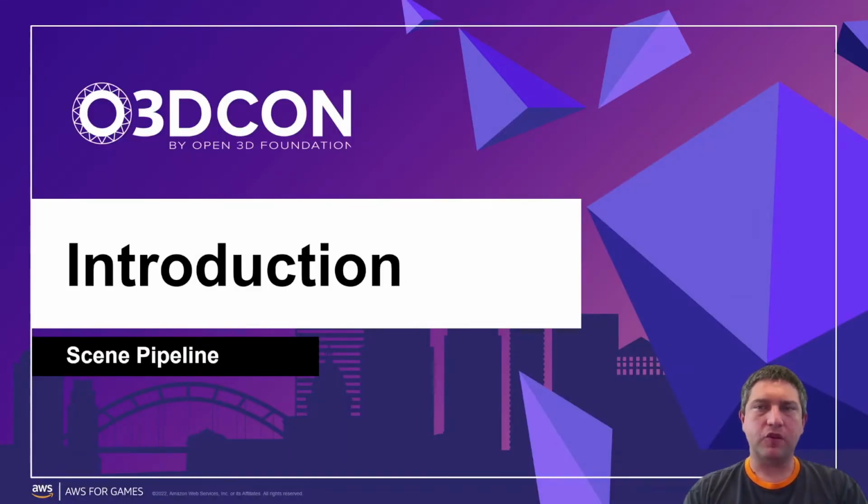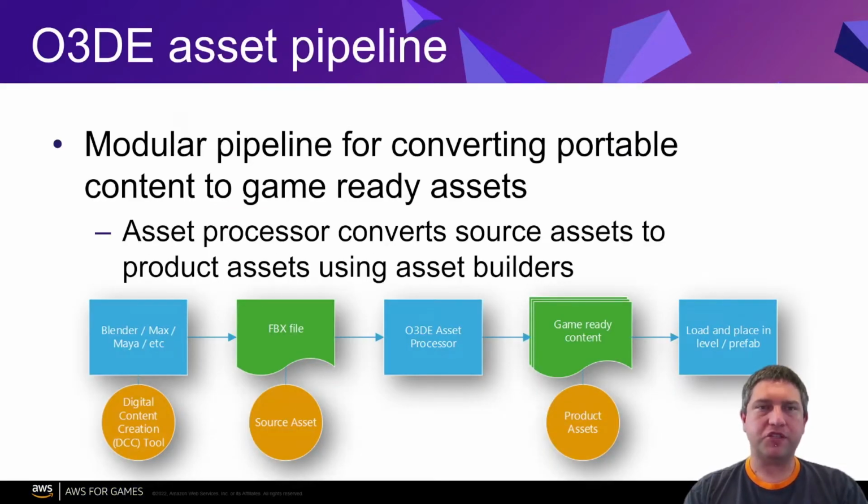The first thing to know about the O3DE scene pipeline is the asset pipeline. This is a modular toolchain that converts portable content to the game-ready assets that you place in the editor or prefabs. The asset processor lives at the center of this. It converts files like the scene file, Filmbox FBX files, to the game-ready content, the models and materials that you'll interact with in the editor to represent that 3D content.